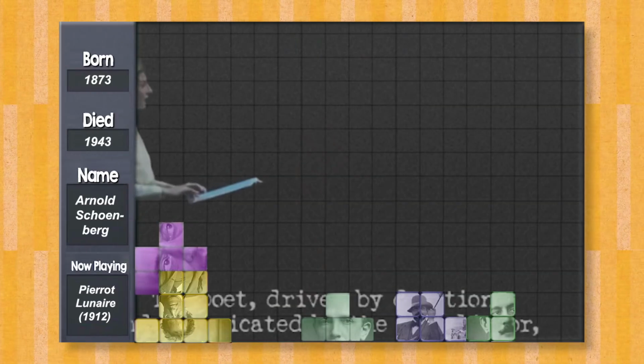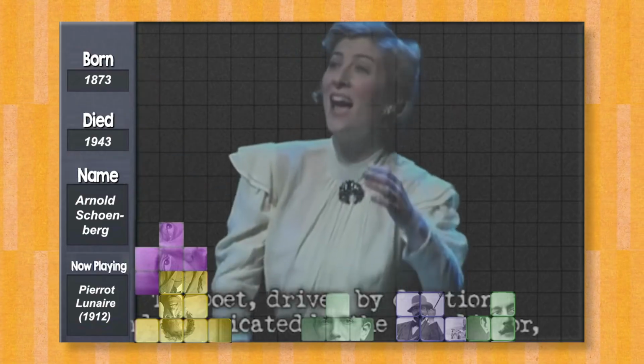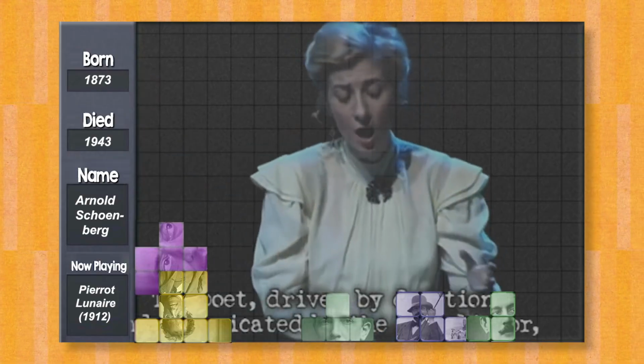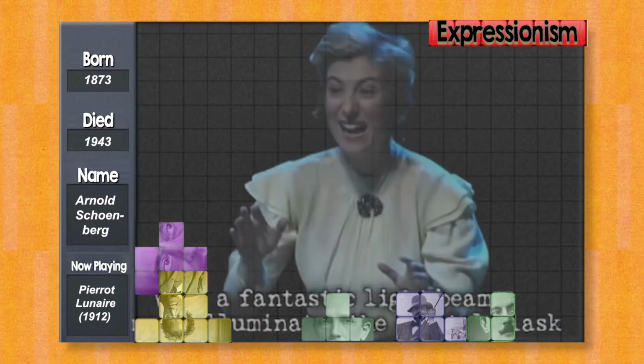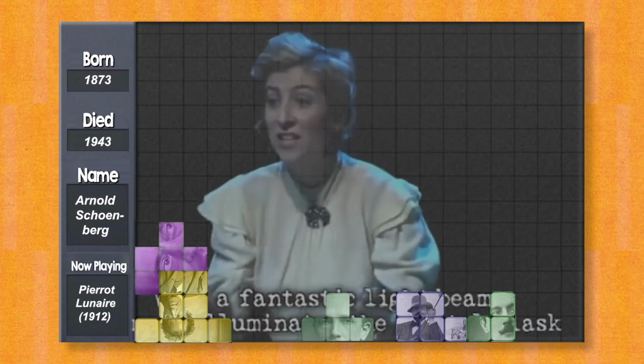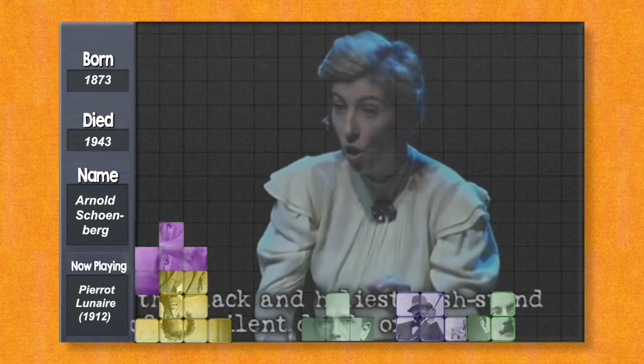Only 13 years later Schoenberg's style had moved on to sound like this. This is Pierrot Lunaire, Schoenberg's first expressionistic masterpiece, which pioneered both that weird semi-sung style known as Sprechstimme, as well as the small mixed ensemble which would become a central part of 20th century music.